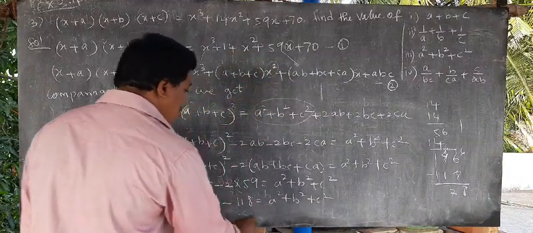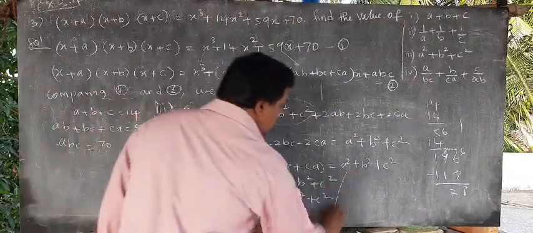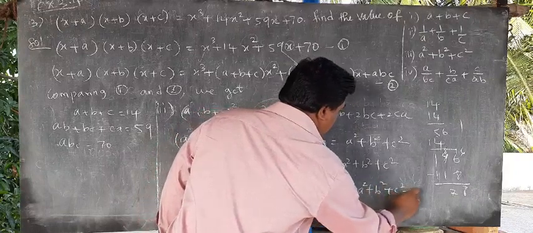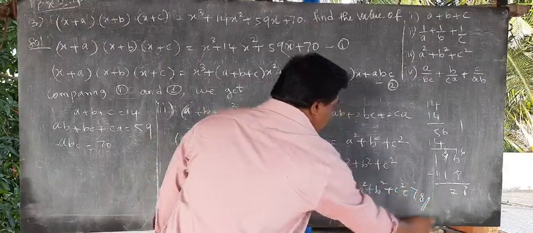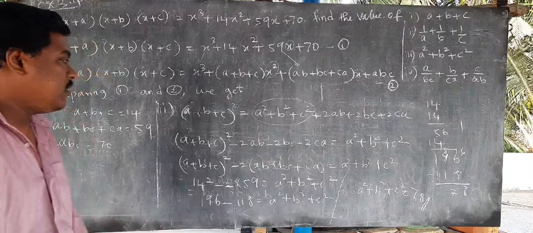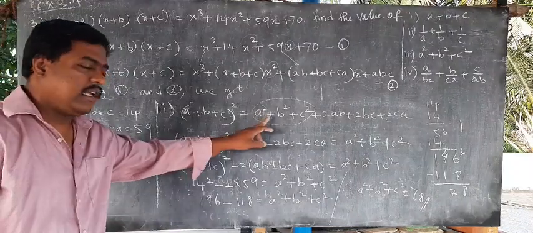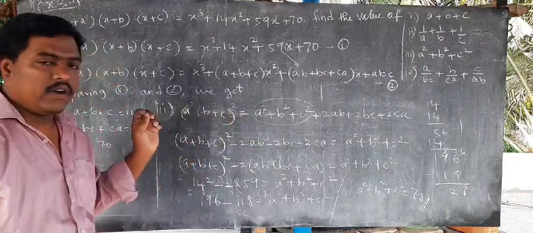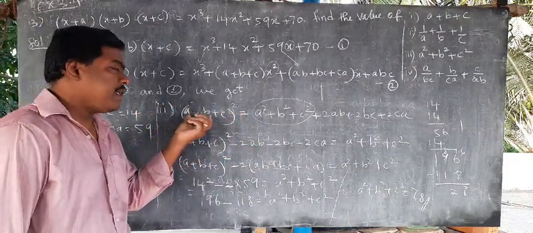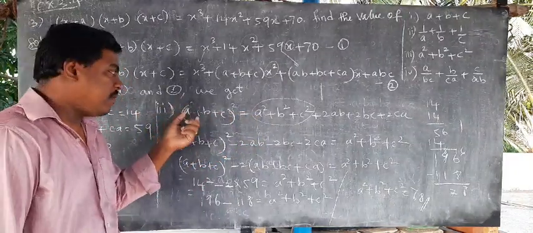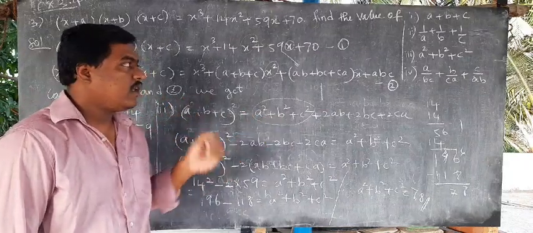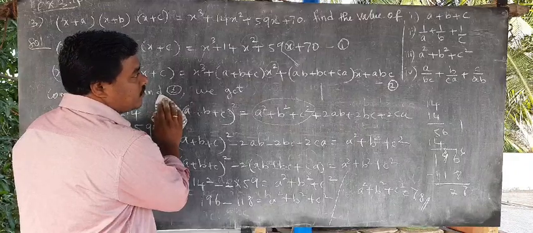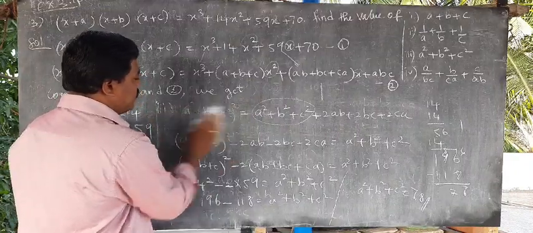So, therefore, A square plus B square plus C square equals 78. Right? So what we are asked to find, we have the formula A plus B plus C whole square. Using that formula, we have to find this one. Right, and then subdivision 3, subdivision 4.